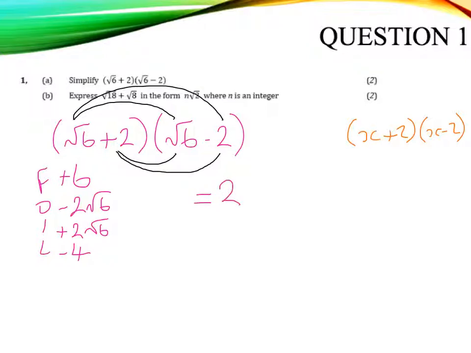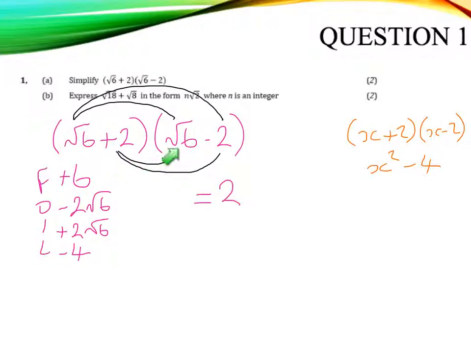Now, I said before that you might have spotted something. When I wrote it out like this, do you see that this is an expanded form of difference of two squares? If we were to multiply this out, you would get x squared minus 4. Could we do something similar with our bracket on the left hand side, do you think? Well, yes, we could.